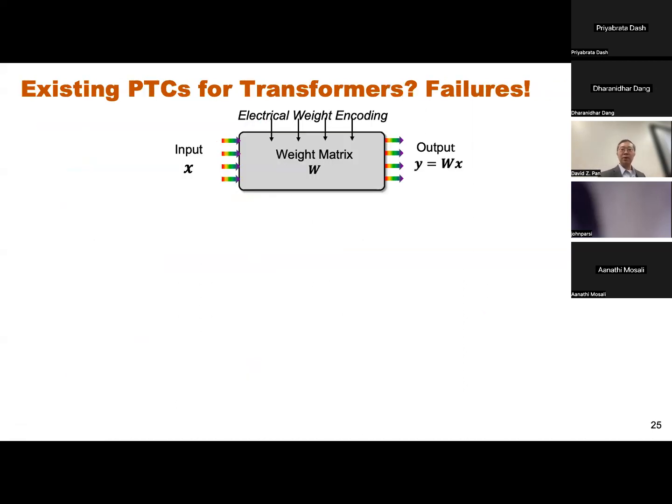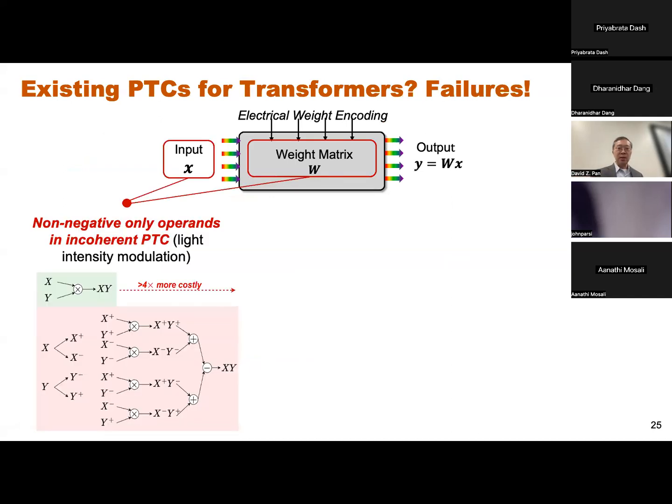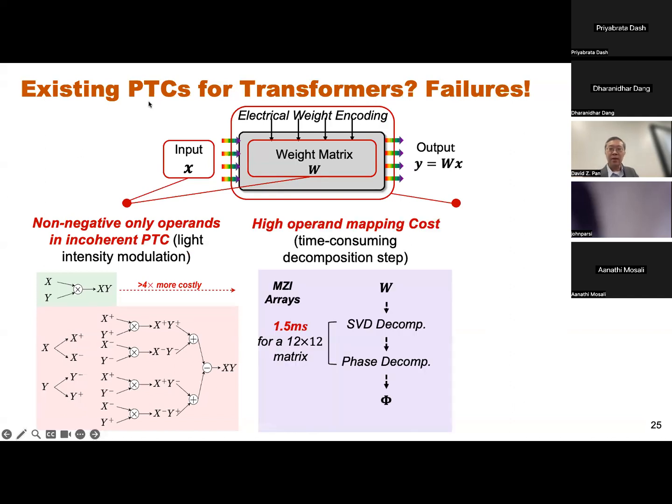So the existing photonic tensor cores are not good enough for transformers. If you want to handle negatives, you have to do some differential structures, and then it will be 4 times more. And if you want to handle mapping using MZI arrays, you have to do all this singular value decomposition, and who will do that? Then you need some other facilities to help you do that.